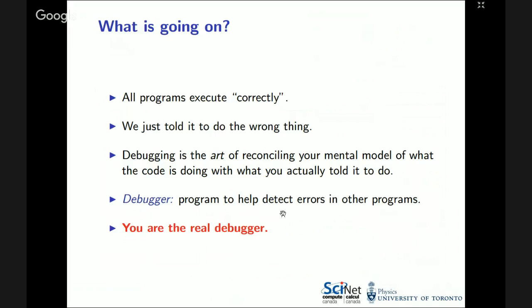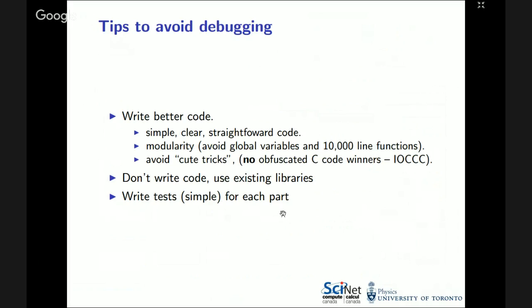What is a debugger? It's a program that helps to detect errors in other programs. The truth is that the real debugger is the person running the program, because it's the person who has to analyze what is going on in front of them. So there are some tips to avoid or reduce the number of bugs. As I said, it's very tough. You have been coding, so you will know this for sure.